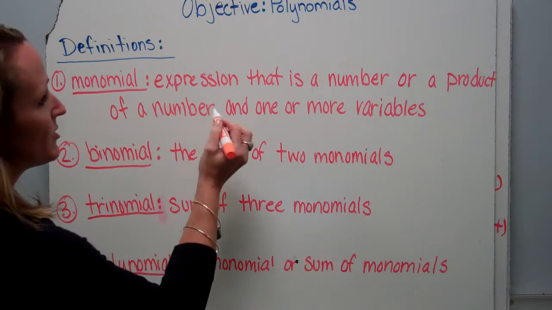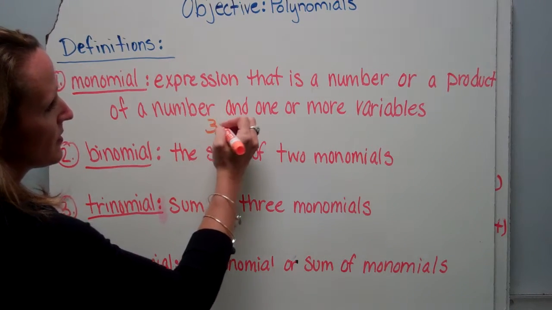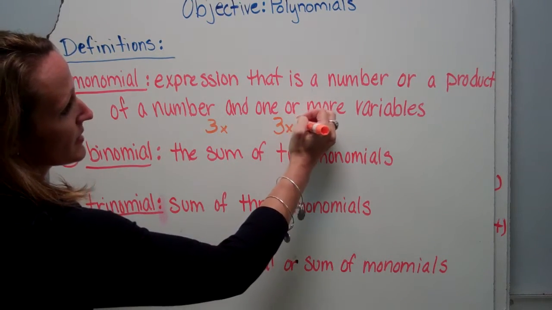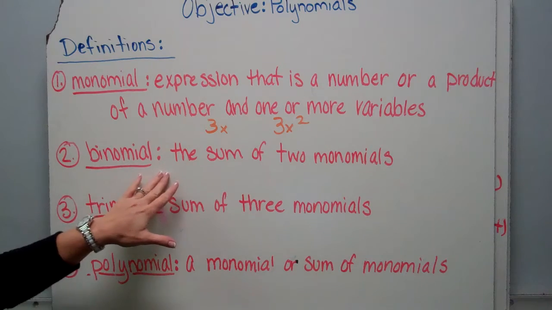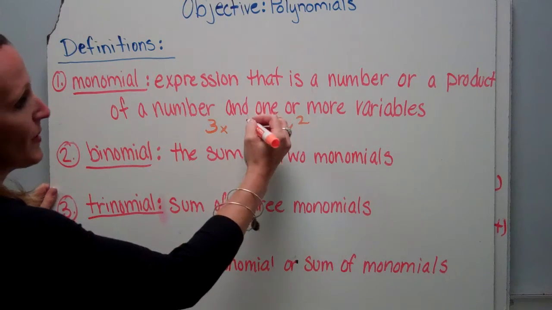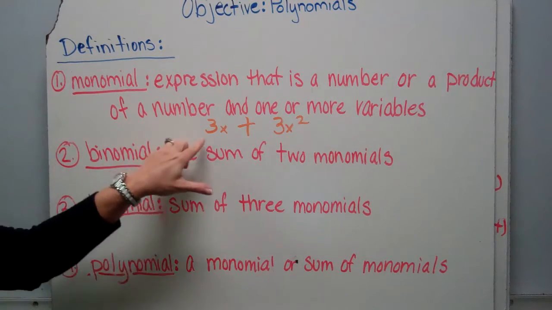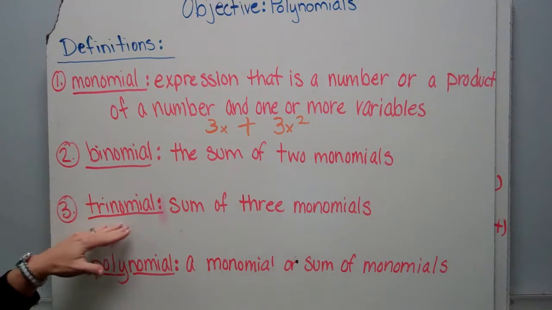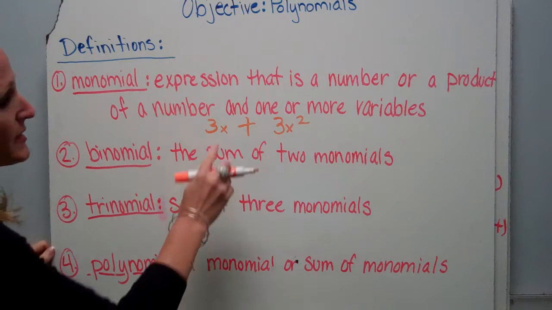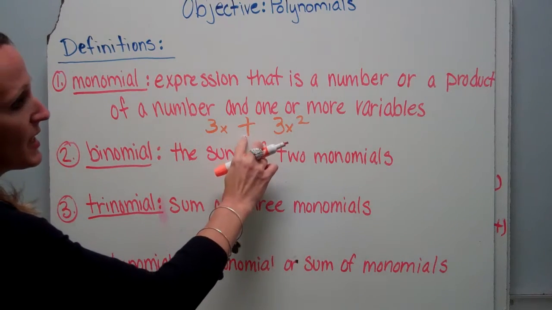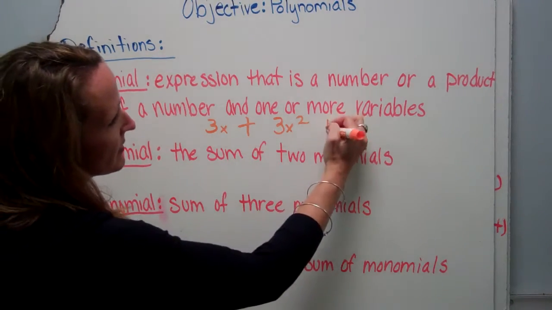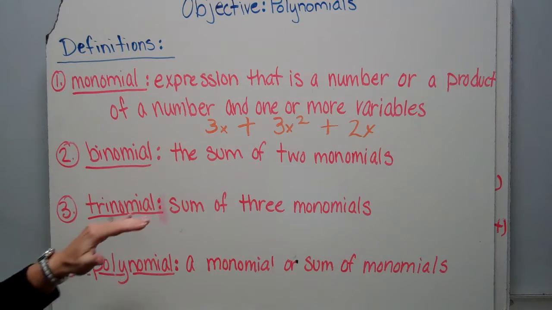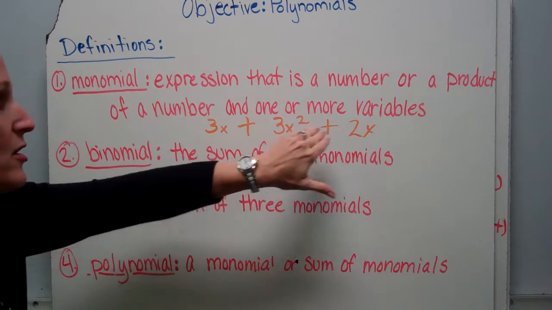So if we're looking at a monomial, we're talking about like 3x. Could also be like 3x squared. We're talking about a binomial, we're talking about adding these two monomials. If we're talking about trinomial, the sum of three monomials. So let's say we now have our 3x plus 3x squared. Now we're going to add 2x. So when we're talking about trinomial, we have three things.